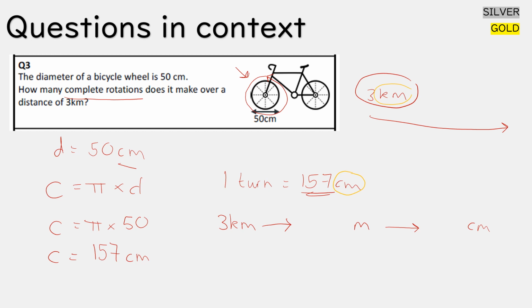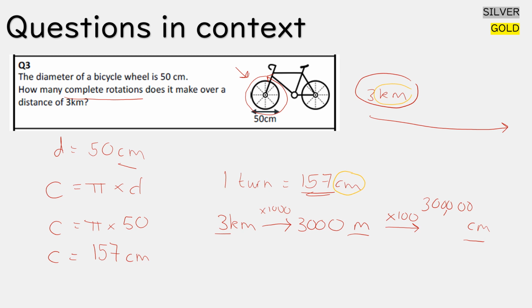Well, there's 1,000 meters in a kilometer. So therefore, 1 kilometer is 1,000 meters. 3 kilometers is going to be 3,000 meters. Okay. How many centimeters are in a meter? Well, that's 100. So I need to times by 100. So 3,000 times by 100 is going to give me 300,000. Okay, so we've got a lot of centimeters there. 300,000 centimeters is the same as 3 kilometers.